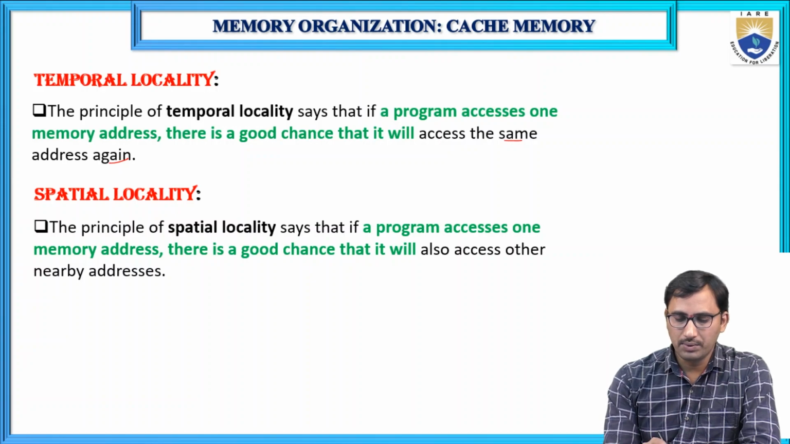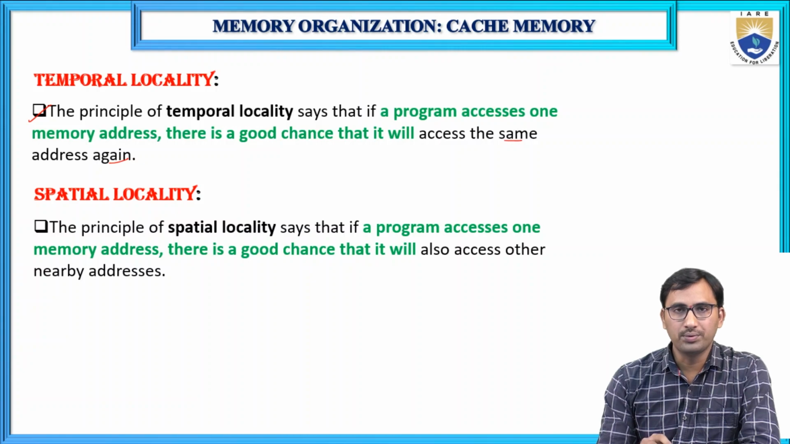Because that means it is especially the temporal locality examples are loops. So in the loops, we are accessing the same set of commands again and again. And coming to the spatial locality, the principle of spatial locality says that if a program accesses one memory address, there is a good chance that it will also access the other nearby addresses. So these are the temporal locality and spatial locality.